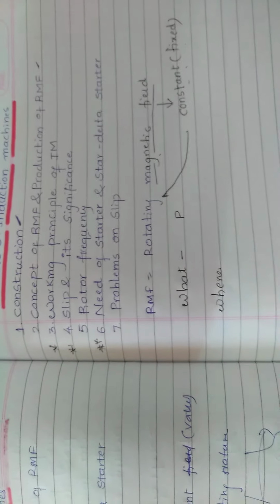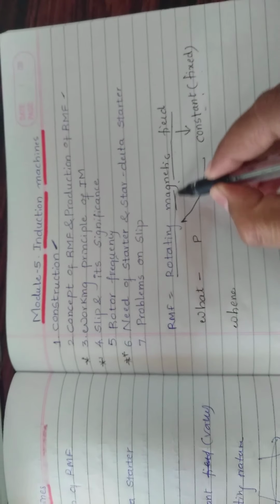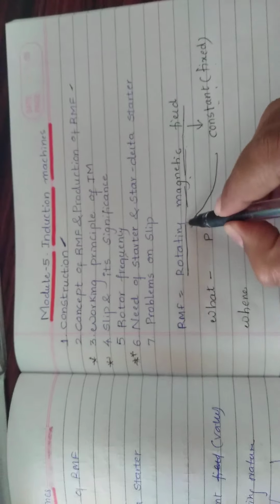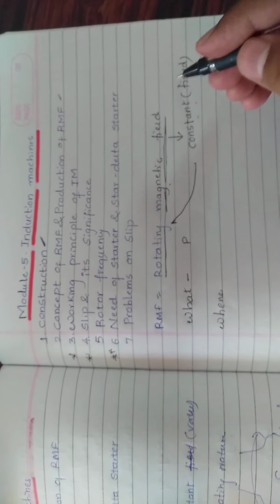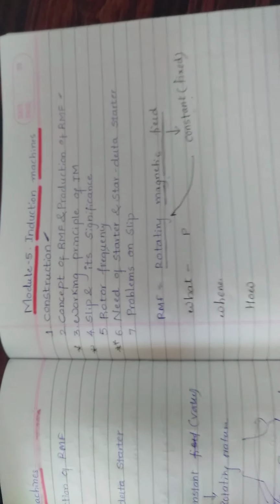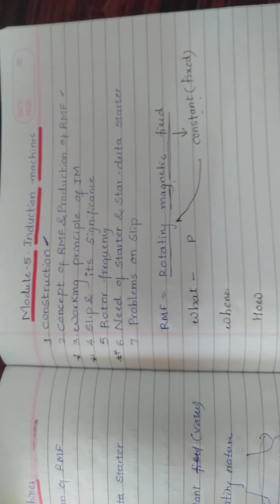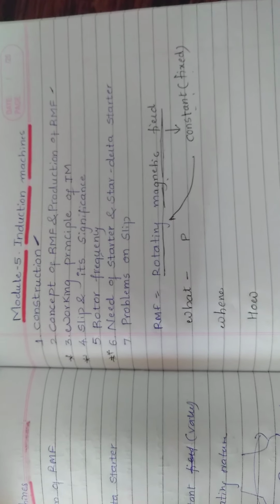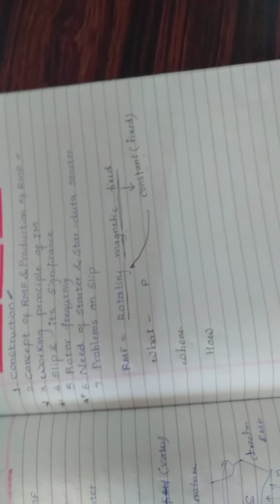Where is it required? The main working principle of the induction motor depends on this rotating magnetic field, which plays an important role. Then how can it be produced? This rotating magnetic field can be produced, and that we shall study now.